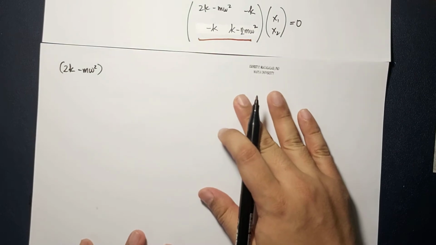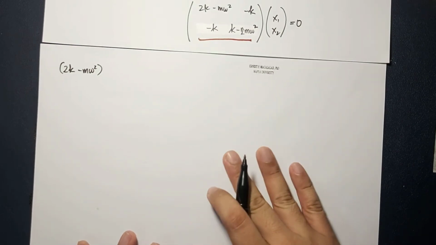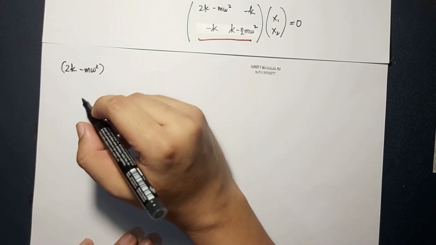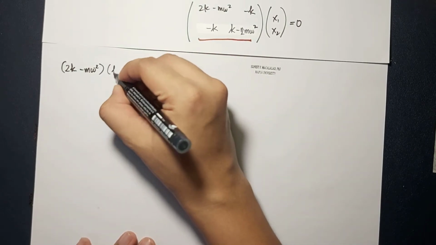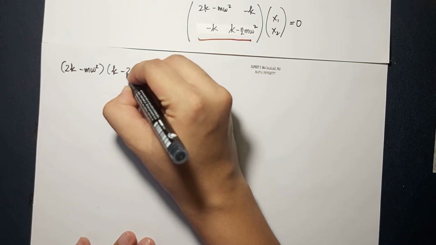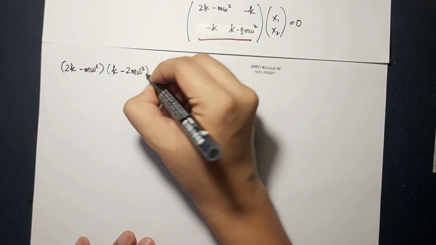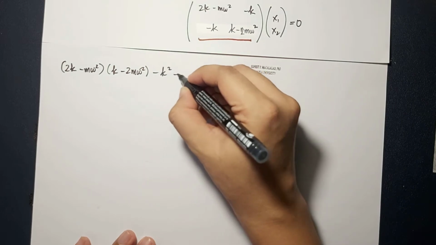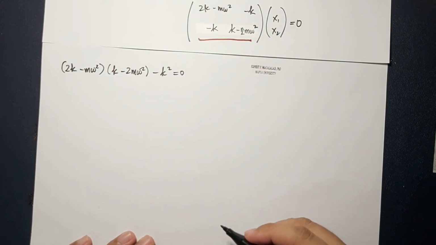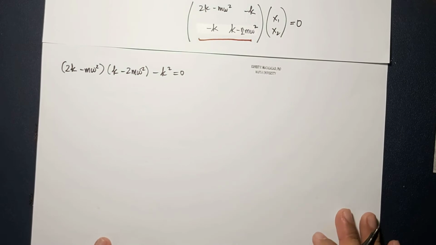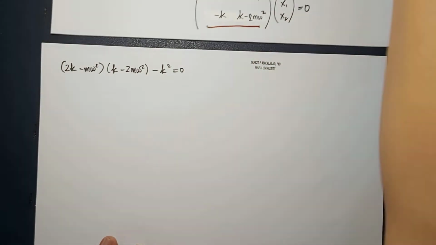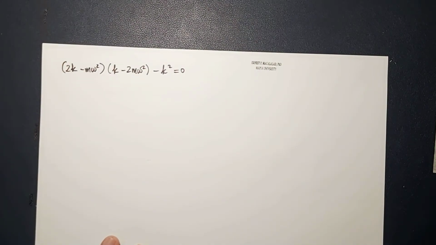Again, the determinant of this 2 by 2 matrix becomes (2k minus m omega squared) times (k minus 2m omega squared) minus k squared, and then we equate it to 0. From here, we can now solve this equation as follows.